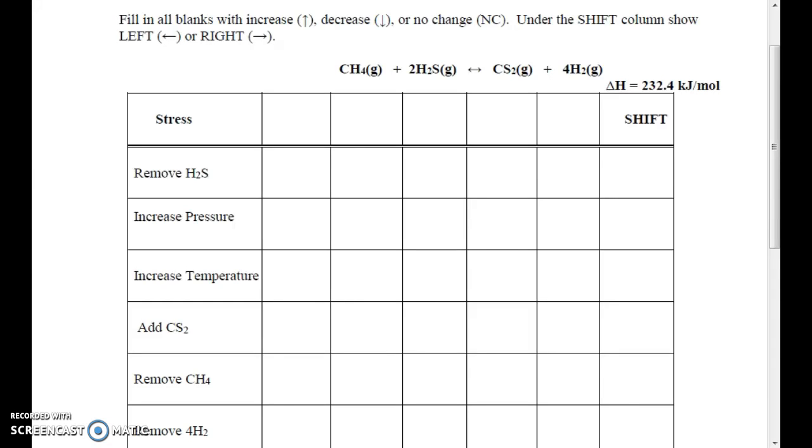This is my video on Le Chatelier's principle. For this page, it says fill in all blanks with either up, down, left, or right arrows, or possibility of no change. And I give you the equation here.